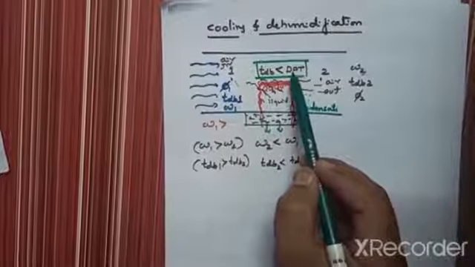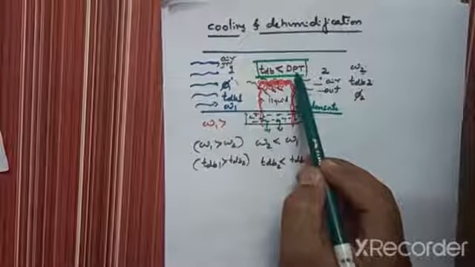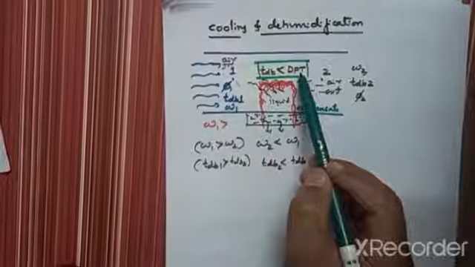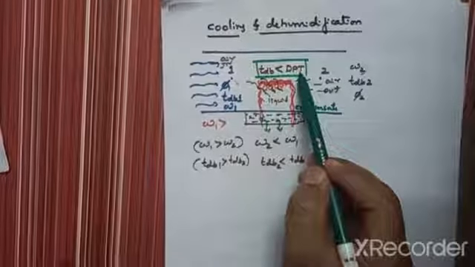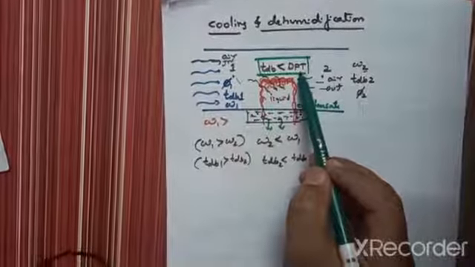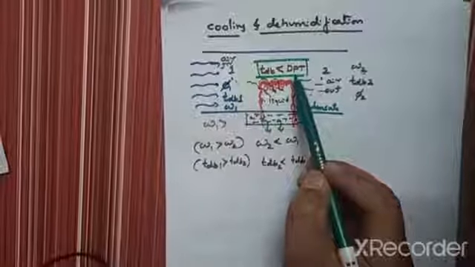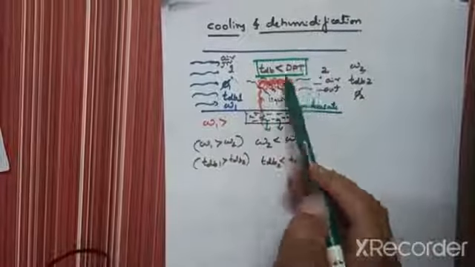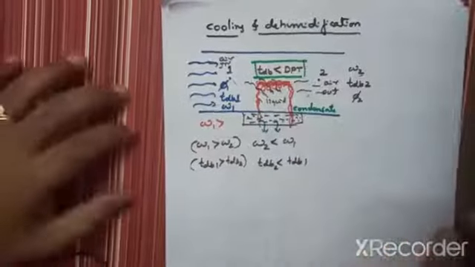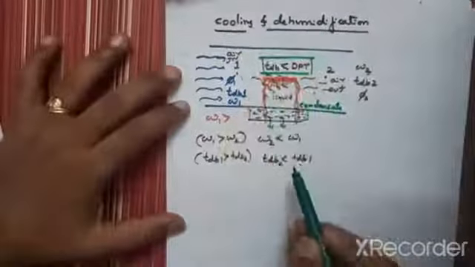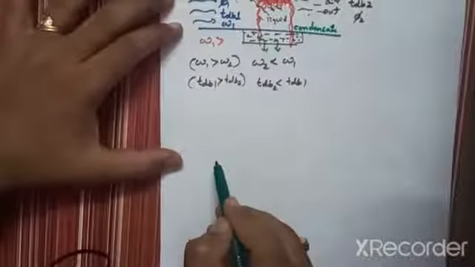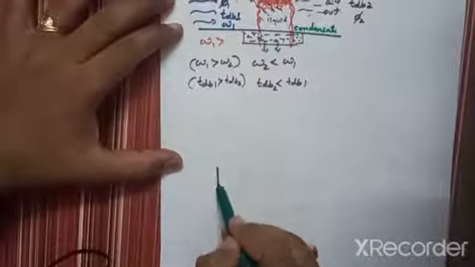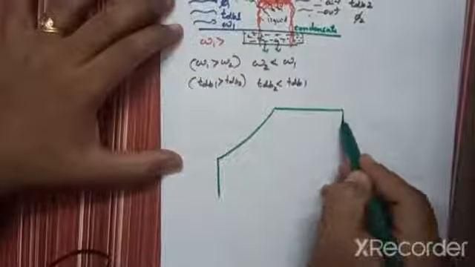So what is the definition of dew point? Already we discussed in the previous classes. Dew point temperature is the temperature at which the condensation of water vapor takes place. That is the reason the same fundamental applies here. Now I will represent this cooling and dehumidification in the psychrometric chart. This is the layout of the psychrometric chart.